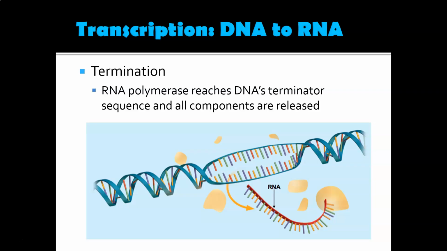Once that RNA polymerase gets to the terminator, we go through this termination step. To terminate means to stop it. And so once we hit that DNA's terminator sequence, all the components of this process come out of DNA. So the DNA molecule, the RNA polymerase falls off, the messenger RNA falls off, and DNA is able to wind itself back up and be stable and ready for the next time that it needs to be copied.